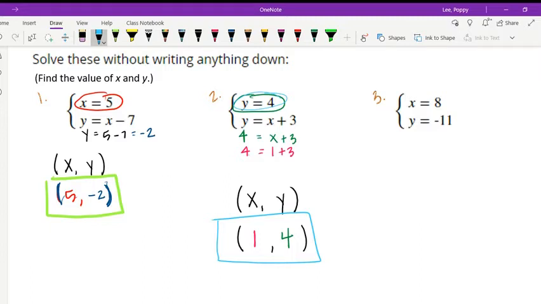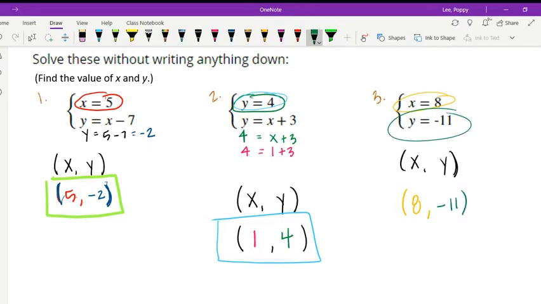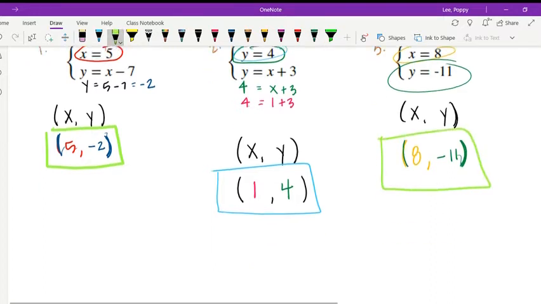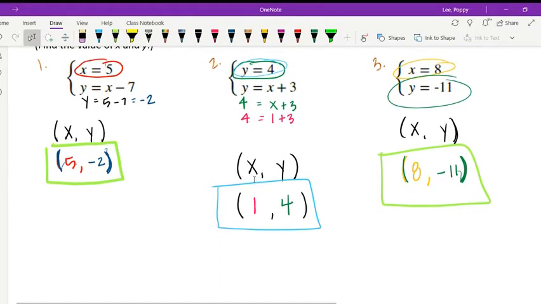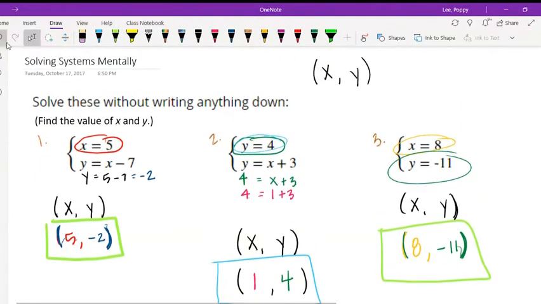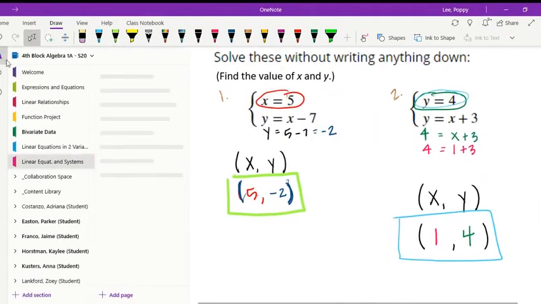For number 3, if you're looking at it, you're like, what is going on there? This one is basically already done for you. If I'm looking for my x comma y ordered pair, guys, it's already there. They tell us that x is 8. So I'm going to plug in 8 for x, and then they tell us that y is -11. So we're just going to plug in -11 for y. And there's your ordered pair, 8 comma -11. There's nothing else to do to that one. That's as low as we can go with it. So look at that. You did your first 3 solving systems mentally.